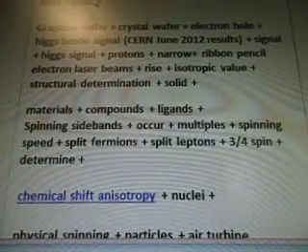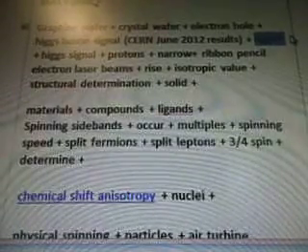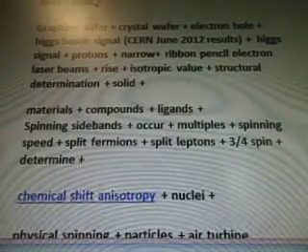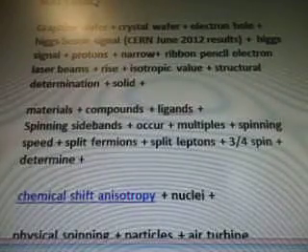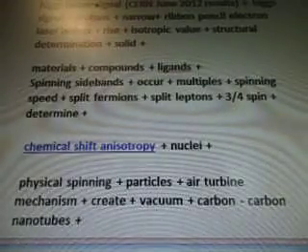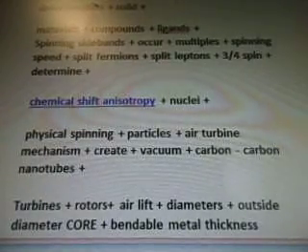Graphite wafer, crystal wafer, electron hole, Higgs boson signal, CERN 2012 results. Higgs signal, protons, narrow ribbon pencil, electron. I got signal there twice. Take that signal out there. Yeah. Higgs signal, protons, narrow ribbon pencil, electron, laser beams, rise isotropic value. Structural determination solid materials, compounds, ligands, spinning sidebands occur multiples, spinning speed, split fermions, split leptons, plus 3/4 spin.